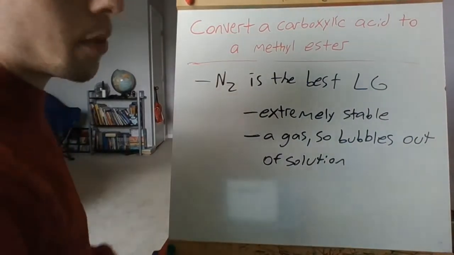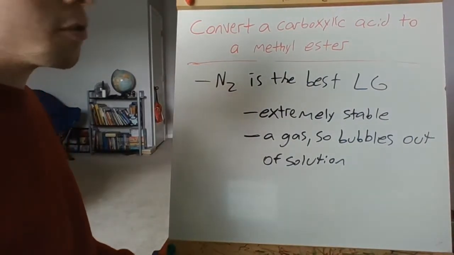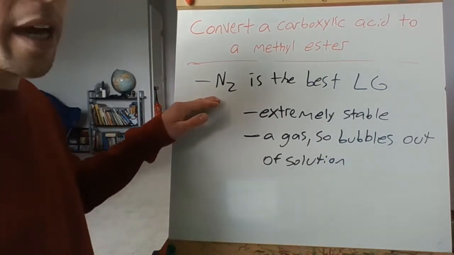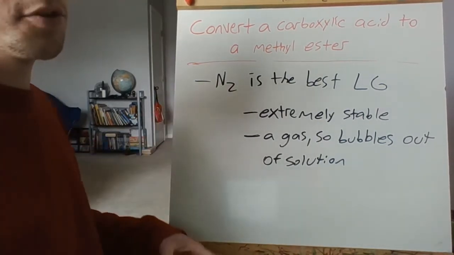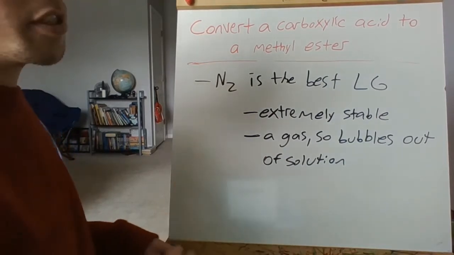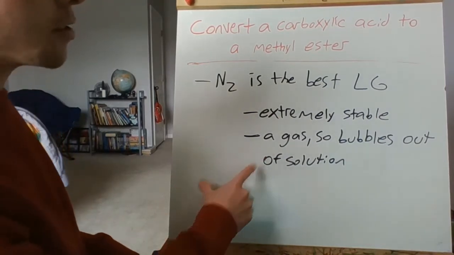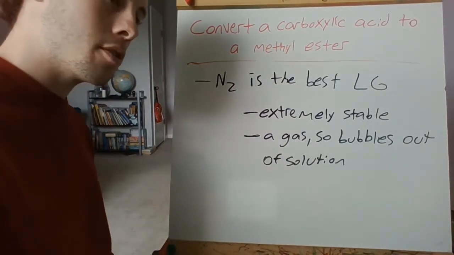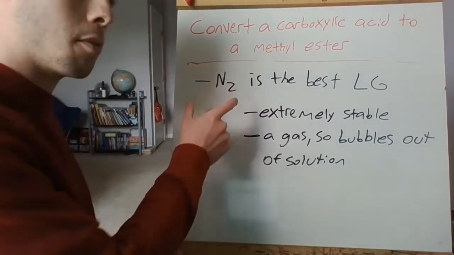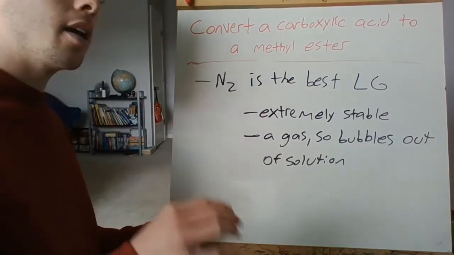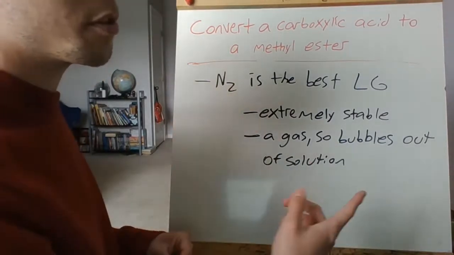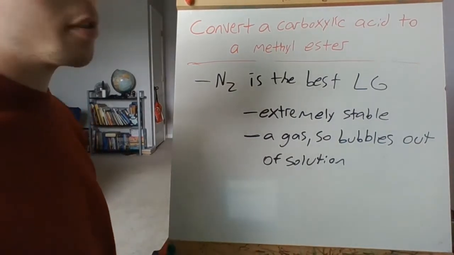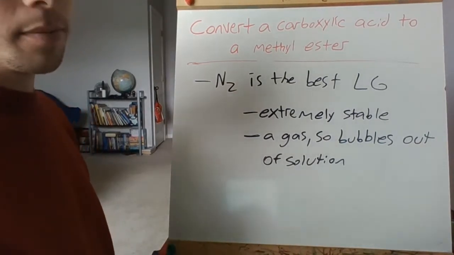So we use diazomethane to make methyl esters from carboxylic acids. This works because nitrogen gas, N2, is the best leaving group there is. It's extremely stable and it's a gas, so it bubbles out of solution once it's formed. If you think back to Le Chatelier's principle, N2 is one of our products. If we're removing some of that, then it drives our reaction towards the products, and that's what makes this reaction happen.